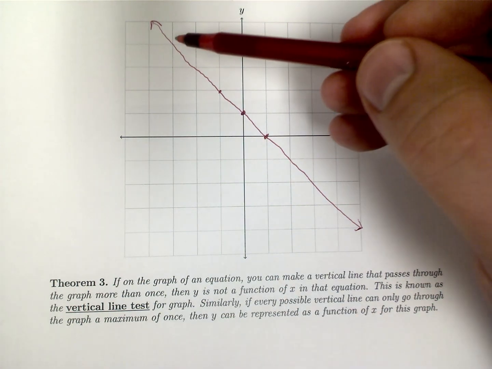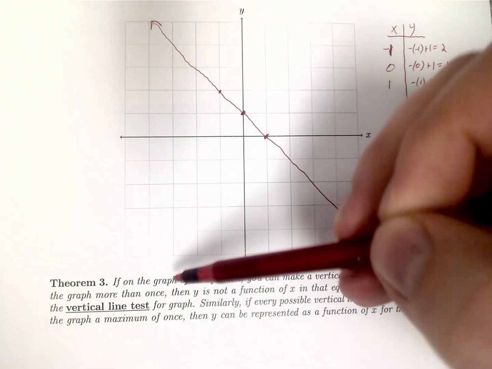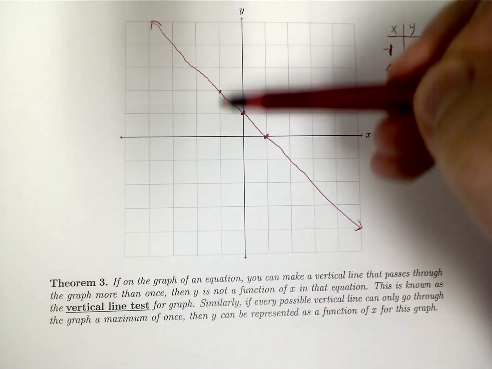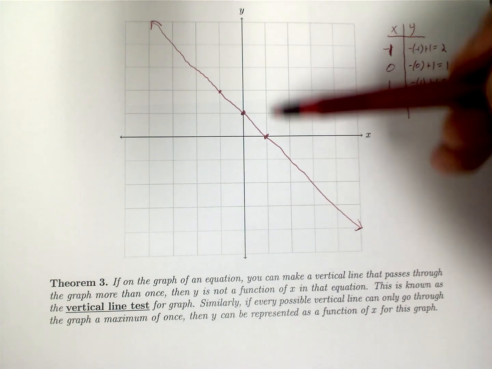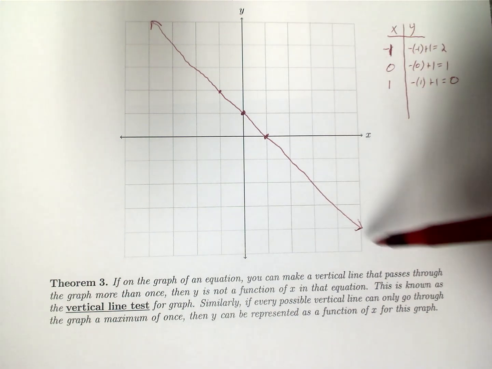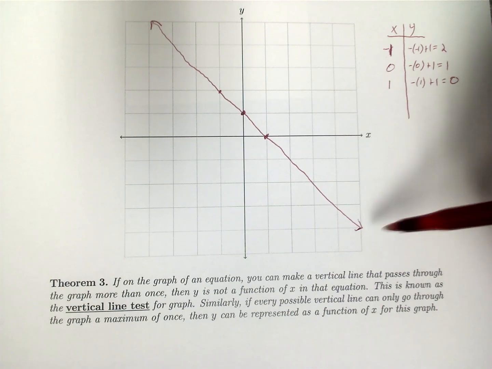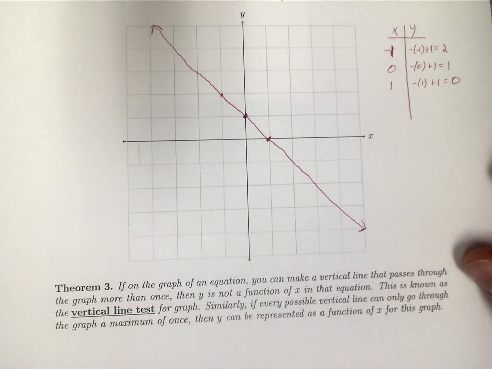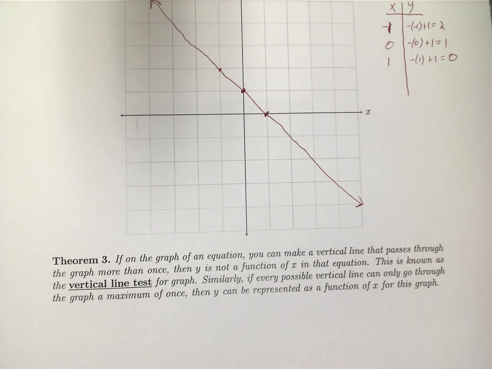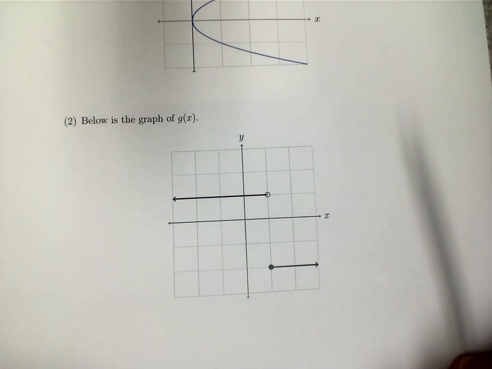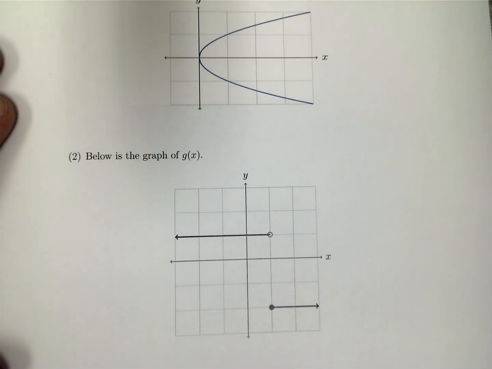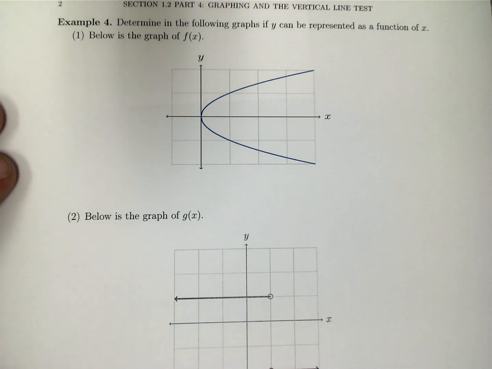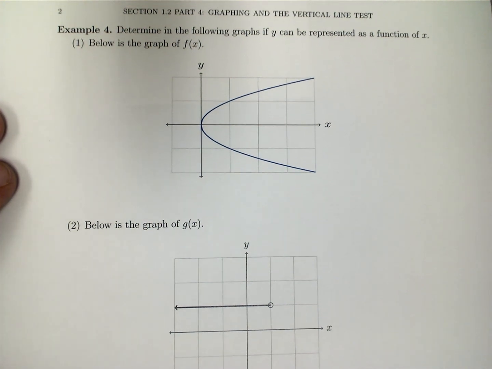So in this example that we did call a function, does it pass the vertical line test? Well, no matter where I make a vertical line, it goes through it at most once. Again, remember the arrows mean it goes on forever, so even if I made it way over here, or way on the other side, it would still pass. Okay? So that's the vertical line test. And with that, just looking at a graph of an equation, or just any graph really, we can quickly determine if we can represent y as a function of x.